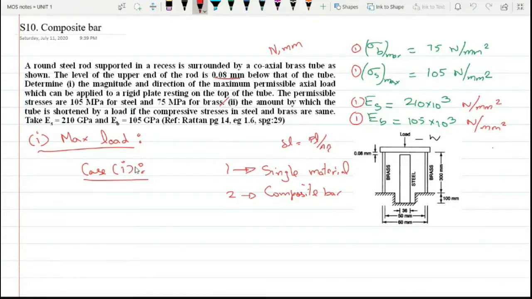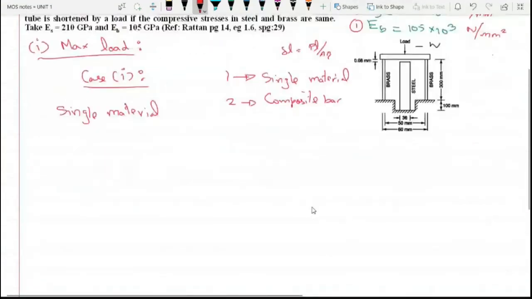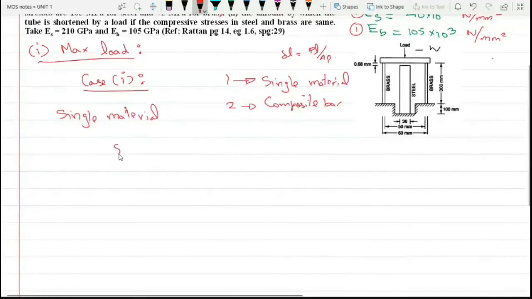So the first case is, I'm going to consider it's a single material. So you don't have any contact with the steel. So there is only one material. Now I can identify the change in length del L. So del L is equal to PL by AE. This is the common formula. Here it is a single material till 0.08 mm, which means del L is 0.08. We don't know what the P value is. That will be P, right?